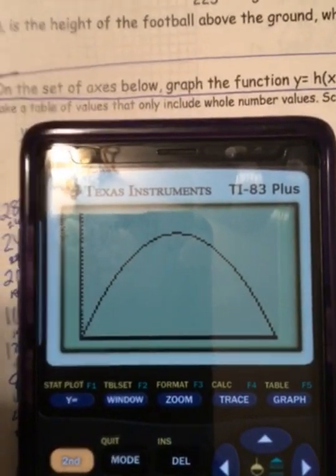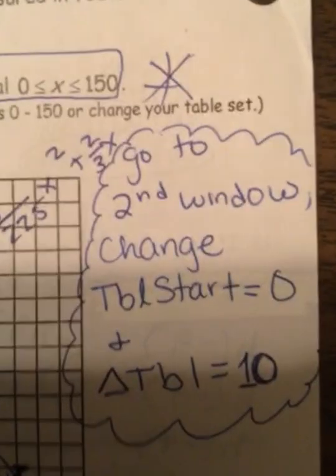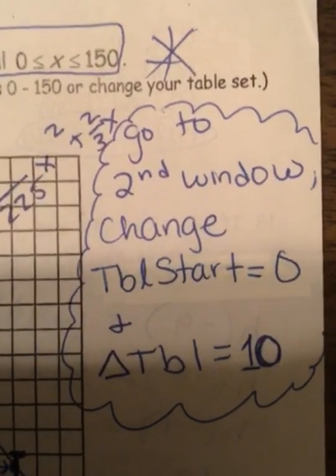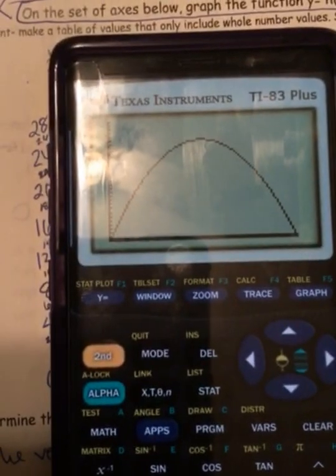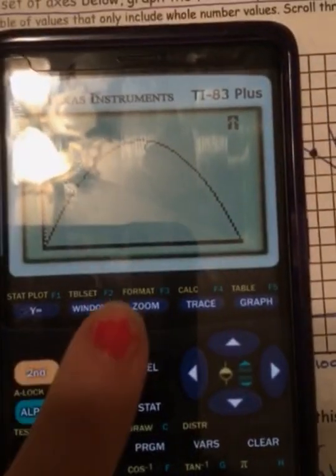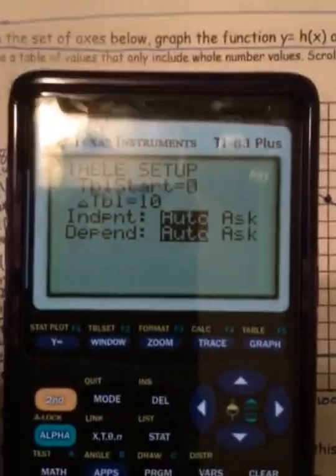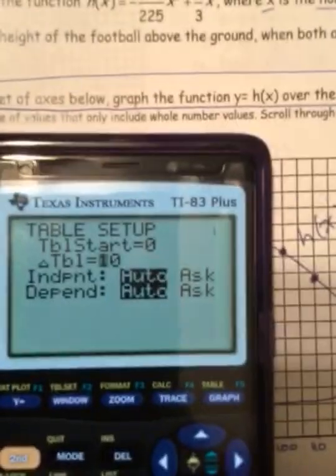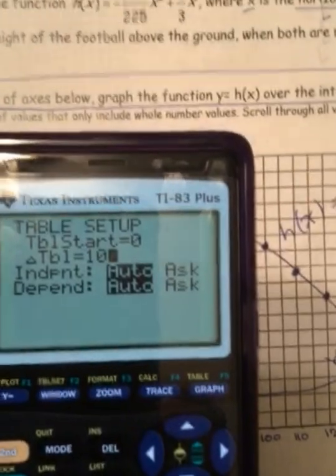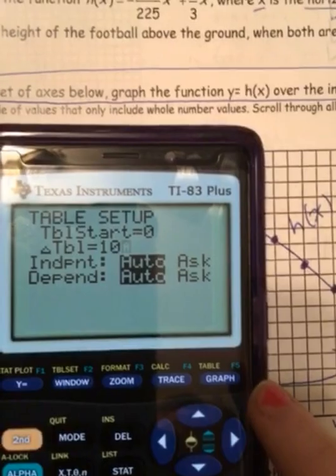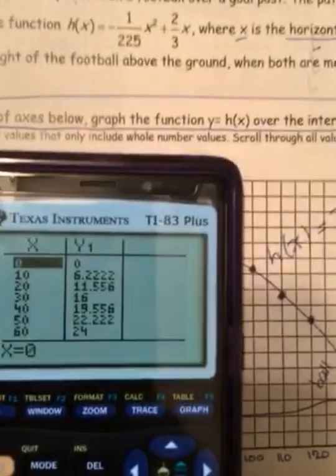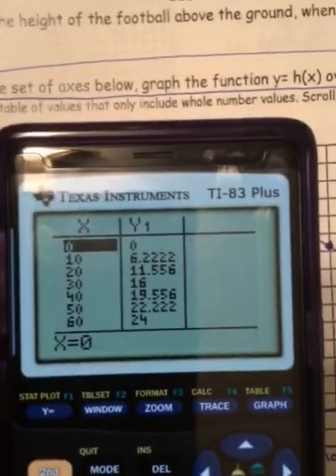Now, here's a trick that I'm going to show you guys. If I do the following, second window, I'm going to change table start to 0, and I'm going to change delta table to 10. So let me show you how to do this. If I go to second window, I have table start at 0, and I'm changing delta table to 10. So now, when I go to my table, if I do second table, it starts off at 0, and I'm going by tens.